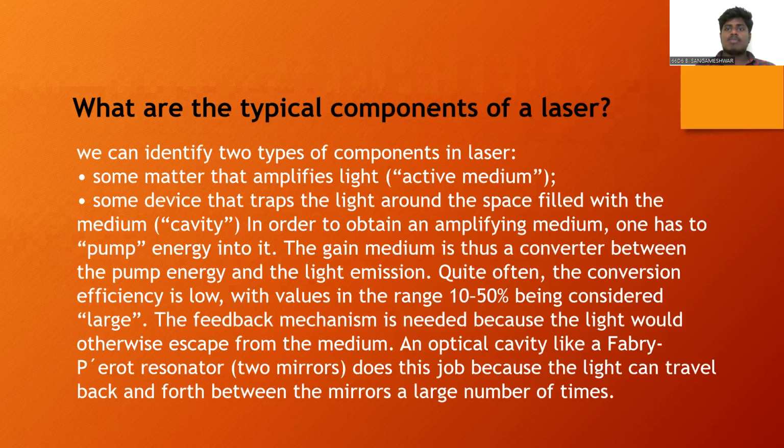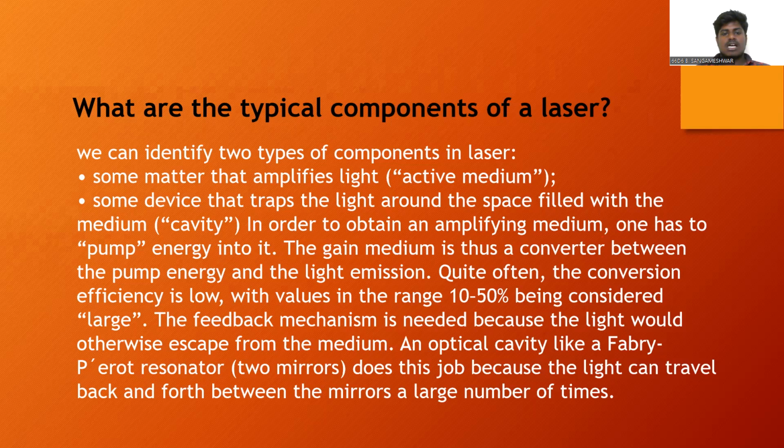First of all, what are the typical components of laser? We can identify two types of components in a laser. Some matter that amplifies light, called the active medium. Some device that traps the light around the space filled with the medium, called the cavity. In order to obtain an amplifying medium, one has to pump energy into it. The gain medium is thus a converter between the pump energy and the light emission. Quite often, the conversion efficiency is low, with values in the range 10 to 50%.